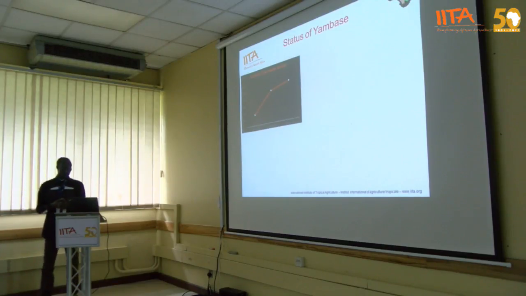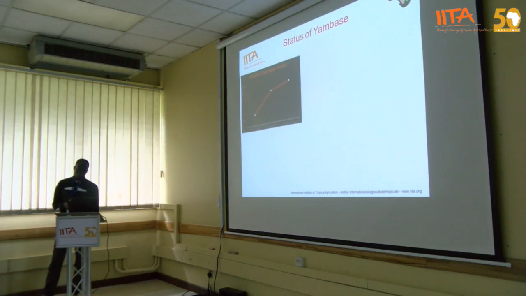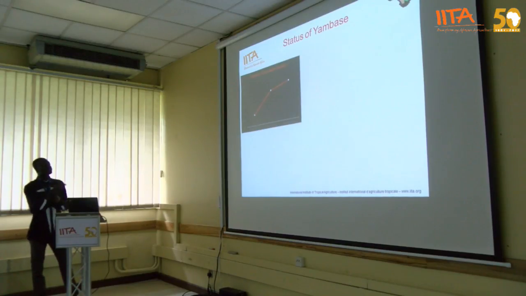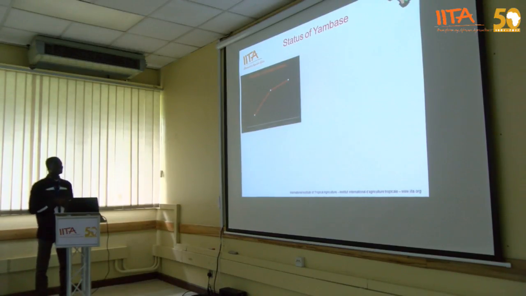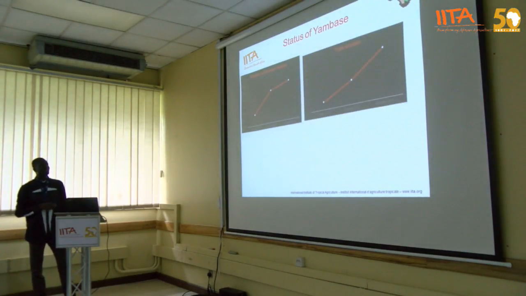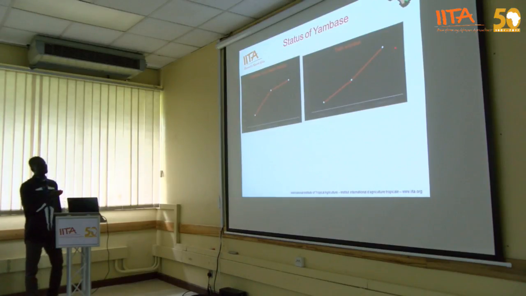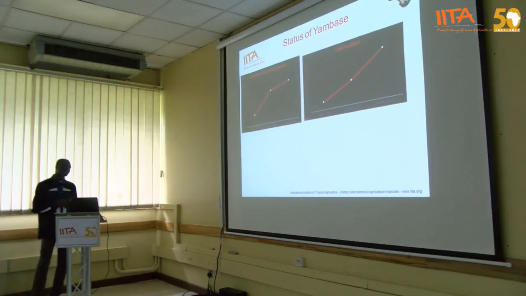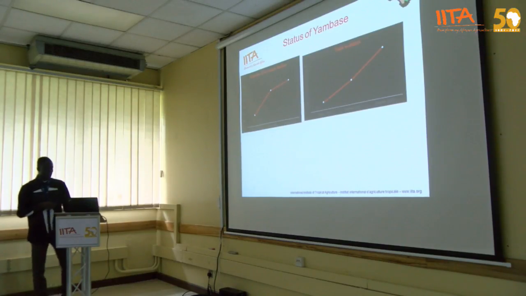YAMBASE was created, I think, in early January 2015, something like that. For the number of accessions, from 11,000 we are now up to 51,000 accessions. So a lot of progress has been made by adding accessions along with the pedigree information. And for trial evolution, from 21 trials in 2015, right now we have 182 different trials.